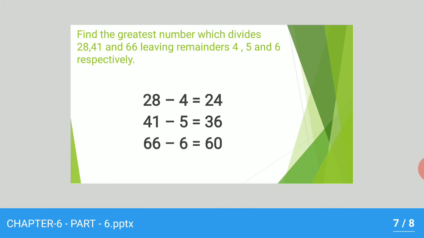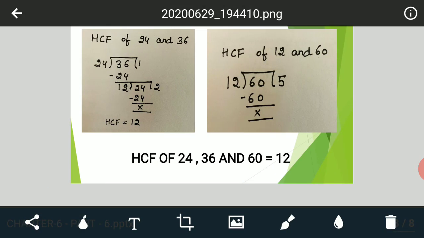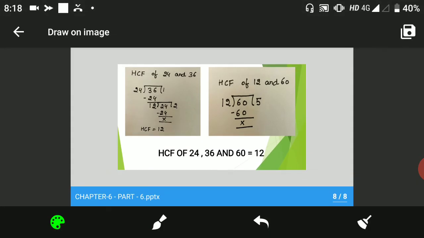Now we will find the HCF, and now we use 24, 36 and 60. Firstly we do 24 and 36. See, I will find the HCF of 24 and 36. When I divide it, 24 ones are 24. 36 minus 24, what comes? 12. Now 24 will come inside. 12 twos are 24. Then 24 minus 24, what comes? 0. So the HCF in this case will be 12.